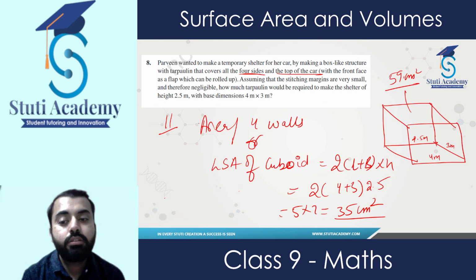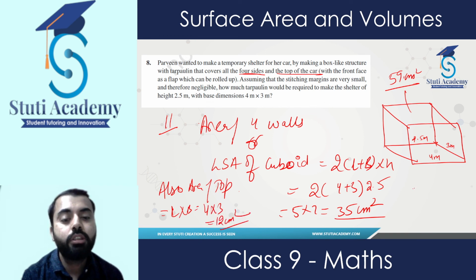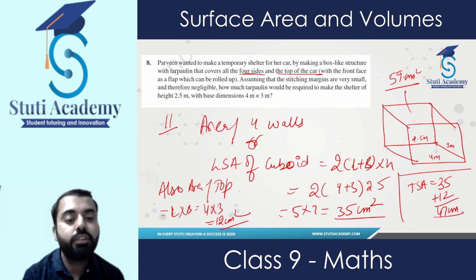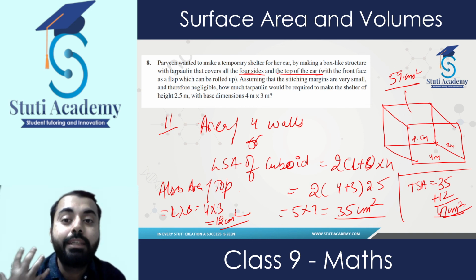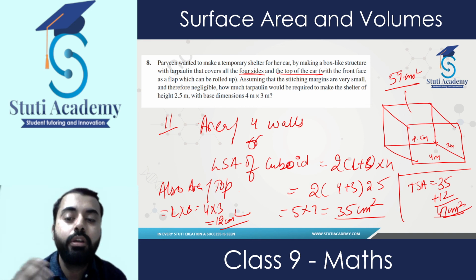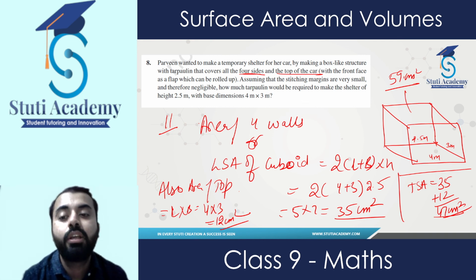Now I have to also add the area of the top. It is length into breadth, which is 4 into 3. Total surface area comes to the same as the one we have already done. Good. Remember this: whether you apply your LSA plus the area of the required face, or TSA minus the area of the face which is not required, you will still get the same area. Now, next case.